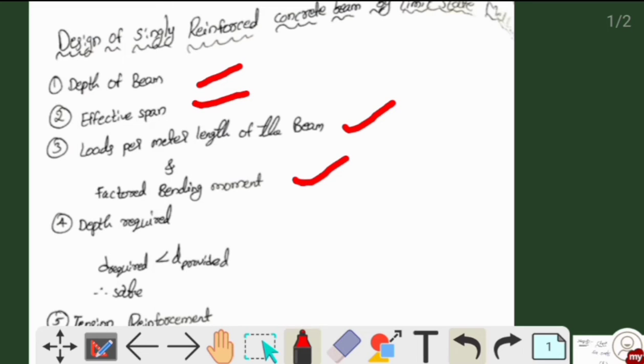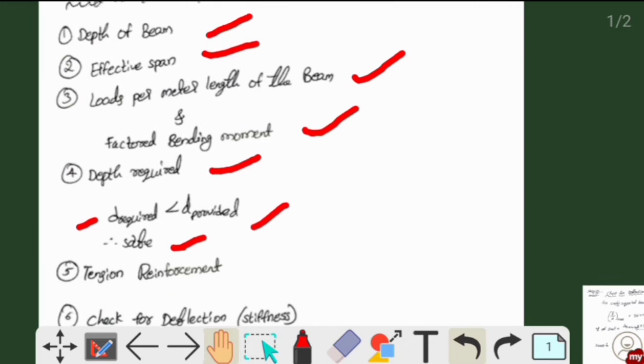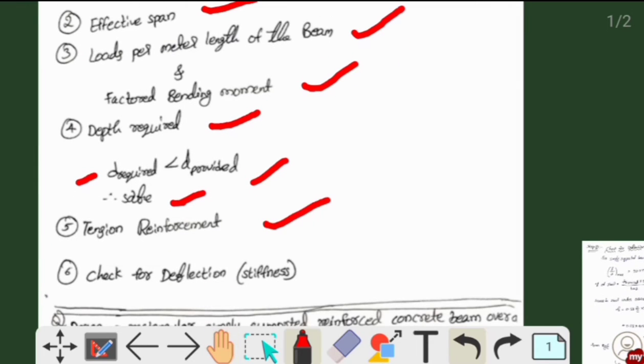Then calculate the required depth of the beam. If the required depth of the beam is less than the provided depth, the beam is safe. We take the value of depth equal to the provided depth. If the depth required is greater than the depth provided, we take the value of the depth equal to the depth required. Then calculate the tension reinforcement and next check for deflection. This is the procedure of design of a singly reinforced beam by using the limit state method.